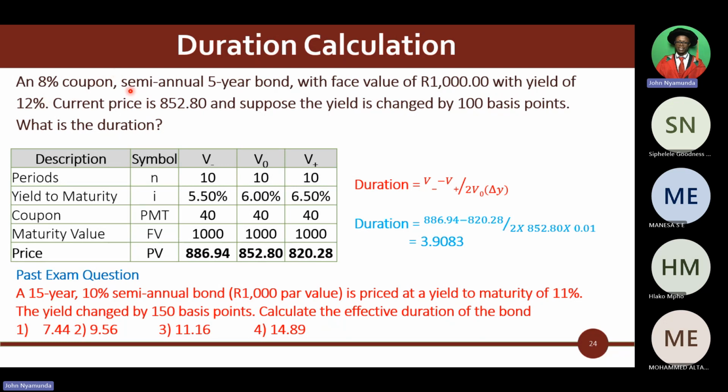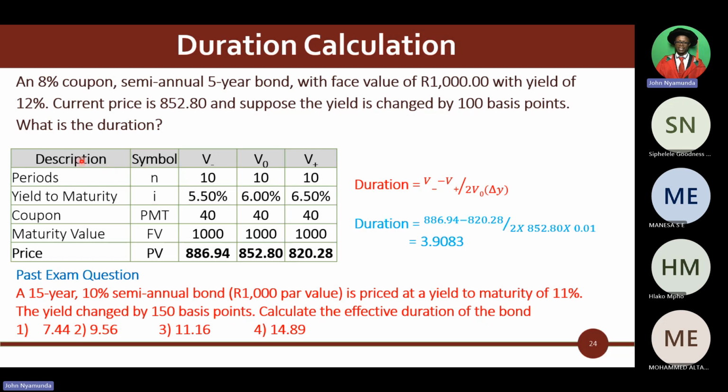An 8% coupon, semi-annual 5-year bond with face value of 1,000, with yield of 12%, current price 852, and suppose the yield changes by 100 basis points. What is duration? That's actually a full question.